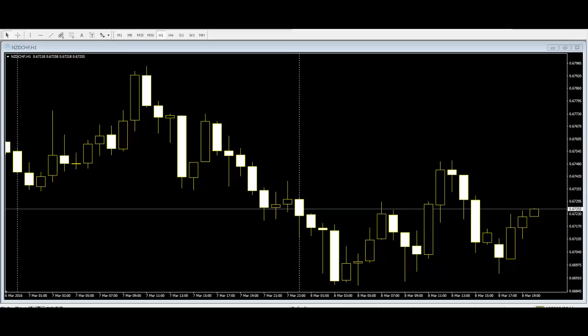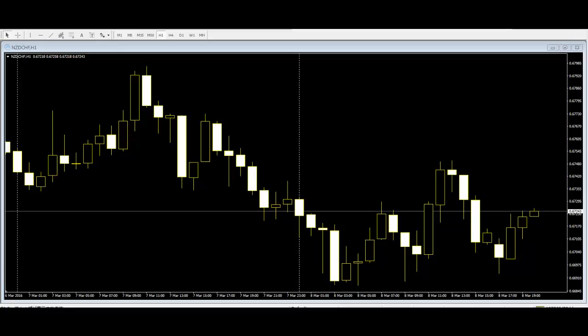In dark cloud cover patterns, usually the second candlestick opens several pips above the close price of the first candlestick. But this is not that important, it is optional. The most important thing for our dark cloud cover pattern is that the second candlestick closes above the open price of the first candlestick. Otherwise, it cannot be called a dark cloud cover pattern.